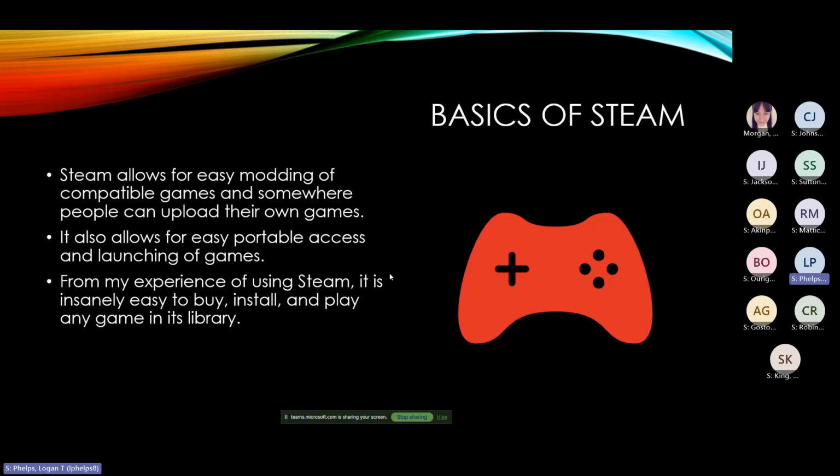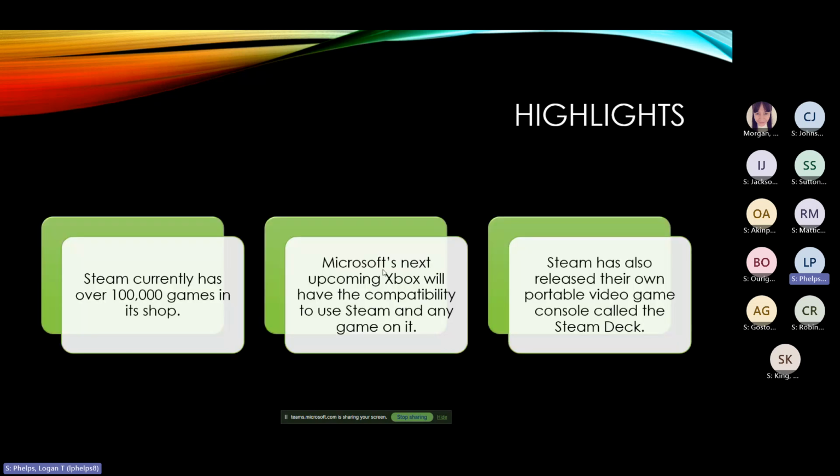Currently, Steam has over 100,000 games in its shop, and Microsoft's next Xbox, from what I've heard, will have the ability to use Steam to play all of those games. But for now, Steam has their own portable video game console called the Steam Deck, where all you have to do is sign into your Steam account and you have access to whatever games you have on it.